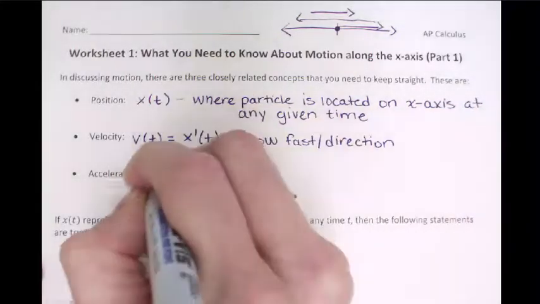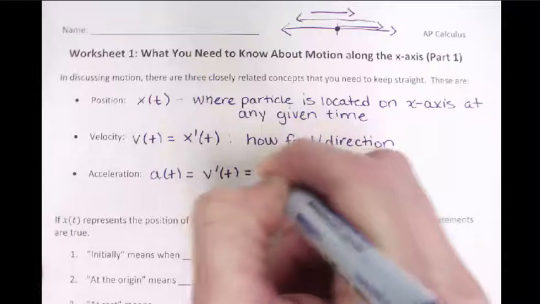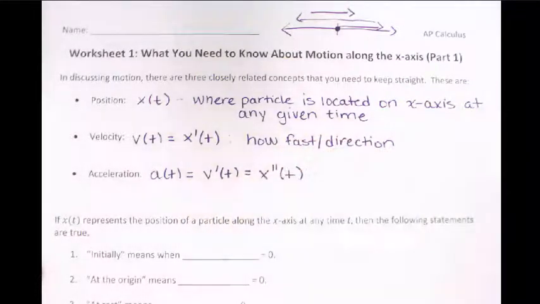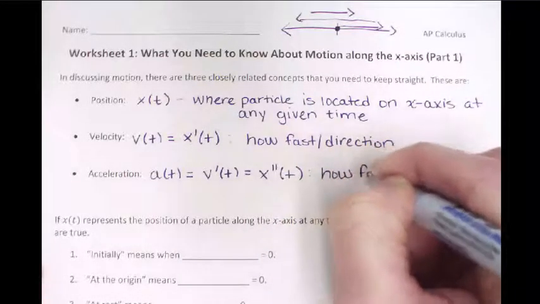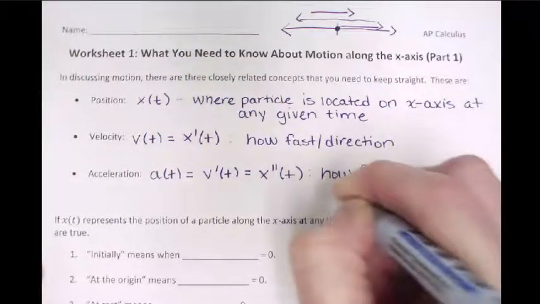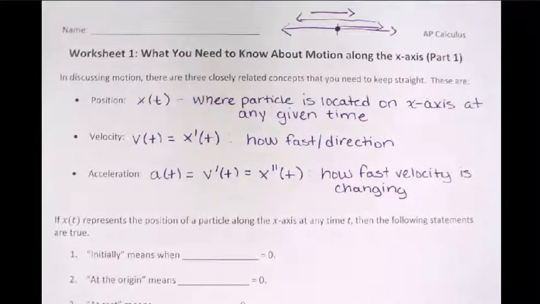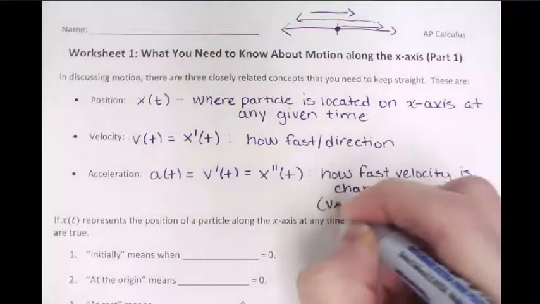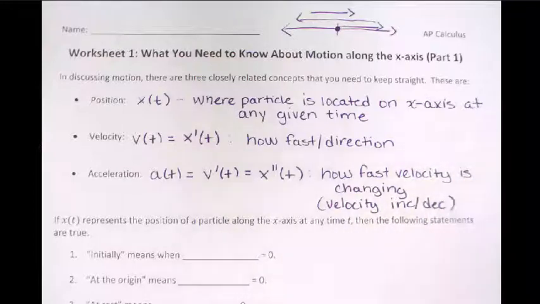And then acceleration, we'll call it a of t. That is the derivative of velocity, or the second derivative of position. And that's going to tell you how fast the velocity is changing. It'll also tell you if the velocity is increasing or decreasing. Okay? So those are the three relationships, and they're very important. Make sure you know who's the function, who's the derivative, who's the second derivative.